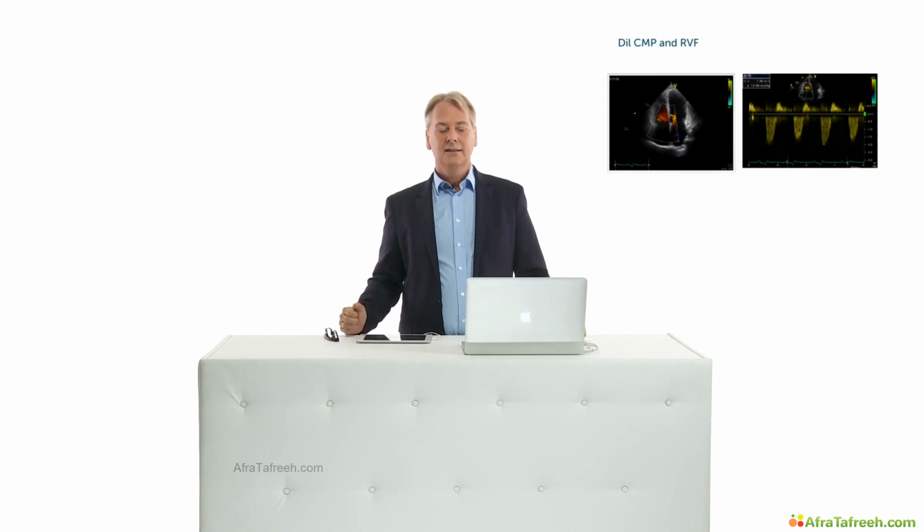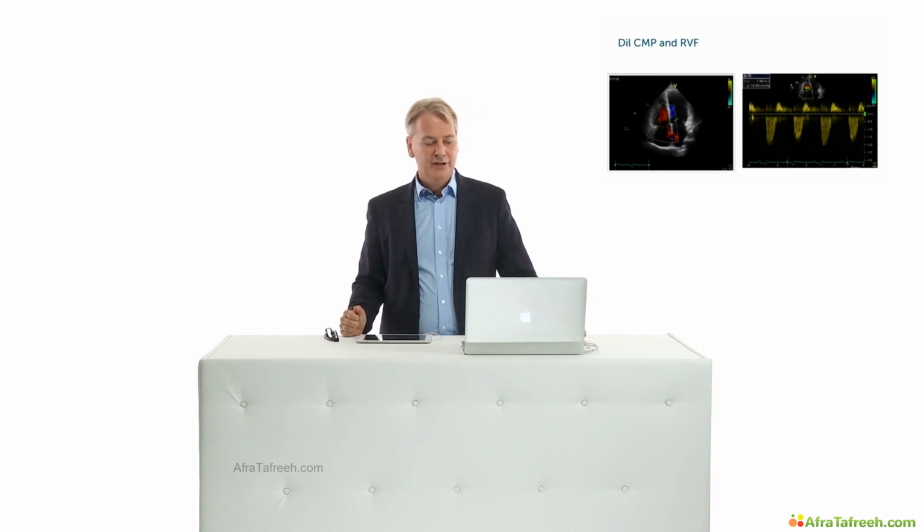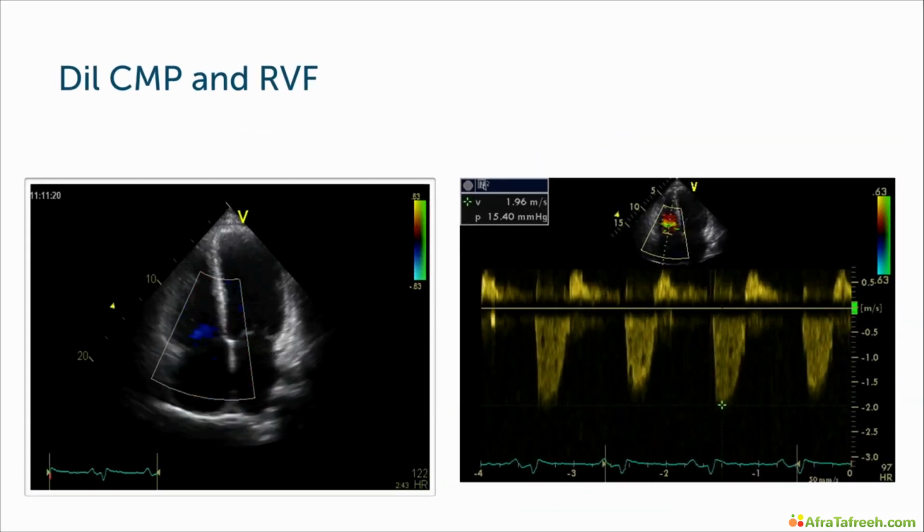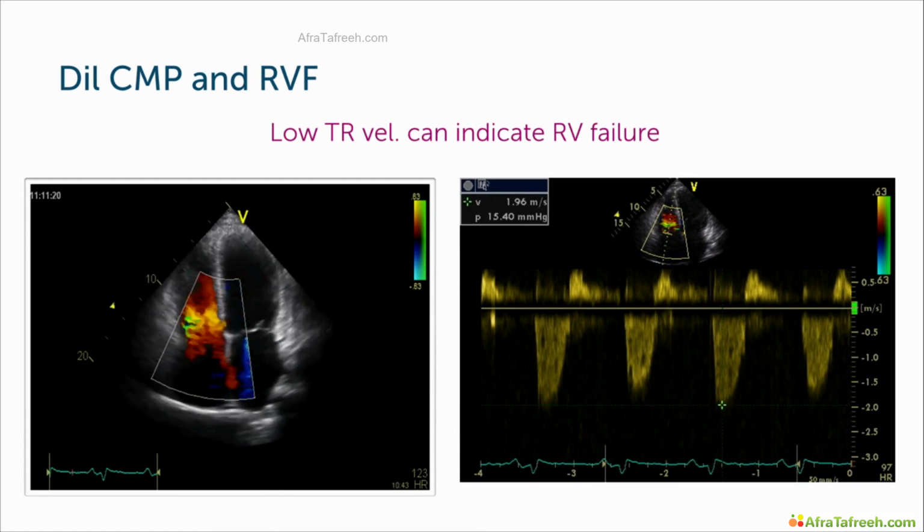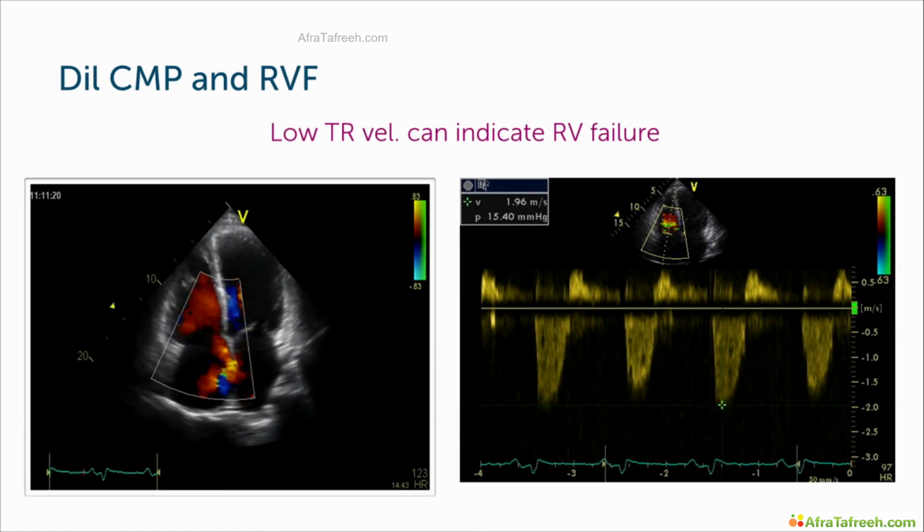So how do we know that his right ventricle function is so poor? To understand, let's take a look at his tricuspid regurgitation and at the tricuspid regurgitant signal. The velocity is very low. Why is that so? Because the right ventricle is not able to generate high pressures anymore. It's failing. There's a forward failure.